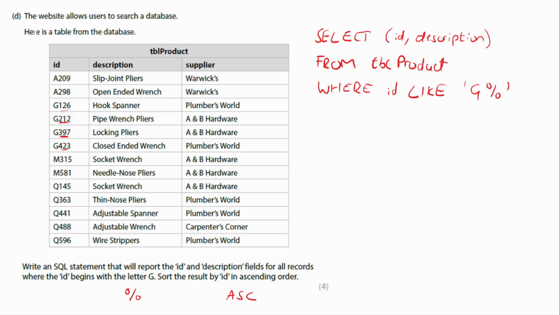So if we were looking for, let's say, just 1 in it, you would do a % sign, 1, % sign, and it would just look for 1 in the middle of one of these strings, or look for 1 at all. So that's what we want, and then we have to order it by ascending order. So you just do ORDER BY, in capitals, ID ASC, and that's it. That's our 4 marks. So I've done it on 4 different lines, but you could compact it a little bit.